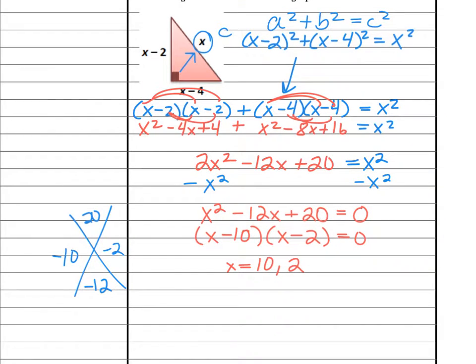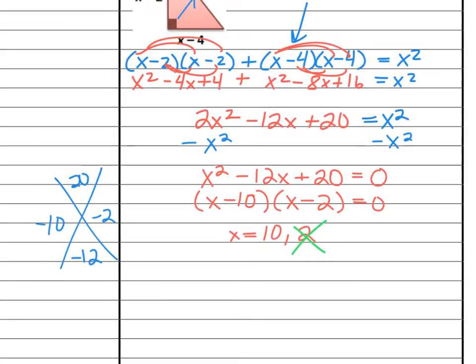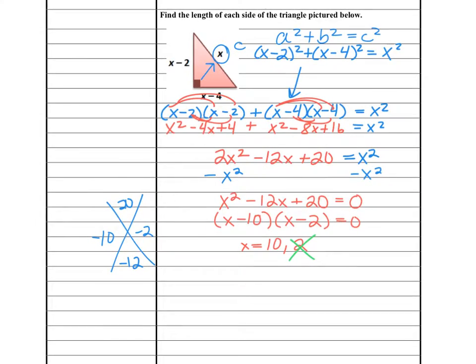Only one of these numbers actually will make sense. Can you please discuss with the person closest to you which number is actually going to make sense? I think it's 2. So get rid of the 2. We don't need to deal with that. We're going to deal with the 10. So my side lengths would be, tell the person closest to you.